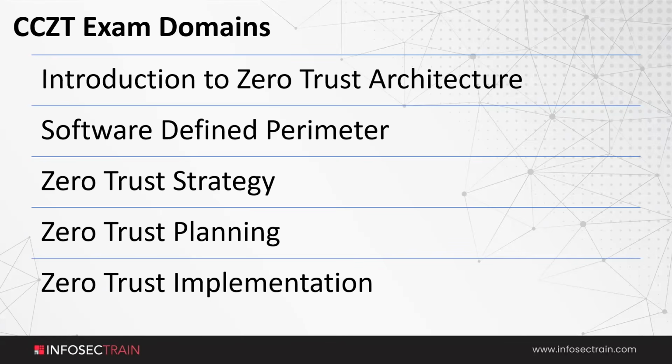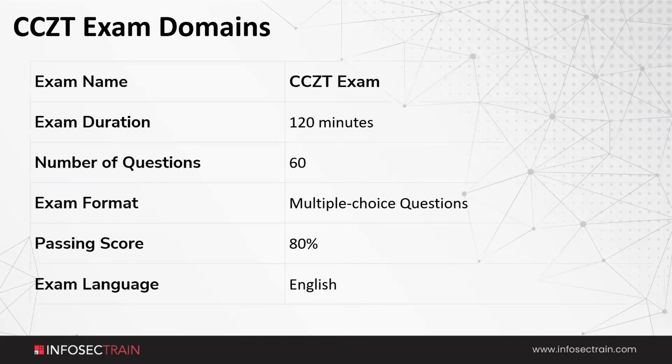If you're already working in cloud security, or as an enterprise security architect, a cloud security manager, an implementation strategist, or in security roles focusing on cloud and governance, you can go for the CCZT. For this zero trust examination, you have 60 questions. It's an open book multiple-choice examination.